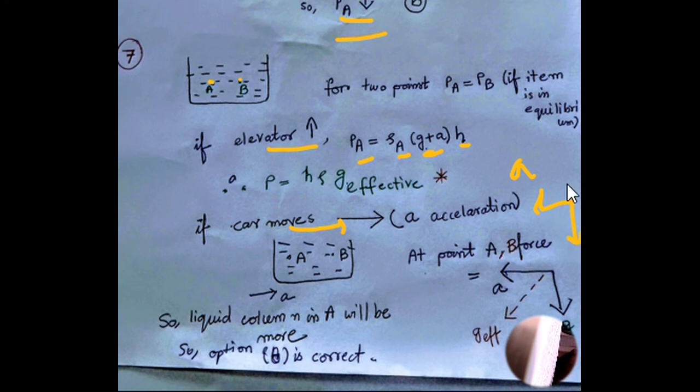This is acceleration due to gravity G, and the net force will be in this direction, as I have shown here. So what will happen? At this point the force will be more, and at this point the force will be a bit less, because the particles will accelerate in the left direction. So in case of the car, the statement is incorrect. For the elevator only, the statement will be correct. See, this is because the net acceleration is upward for the elevator.